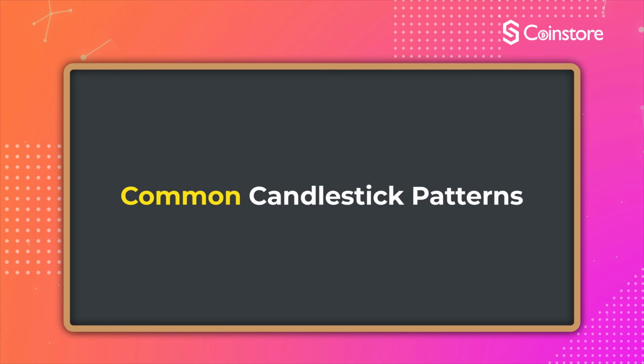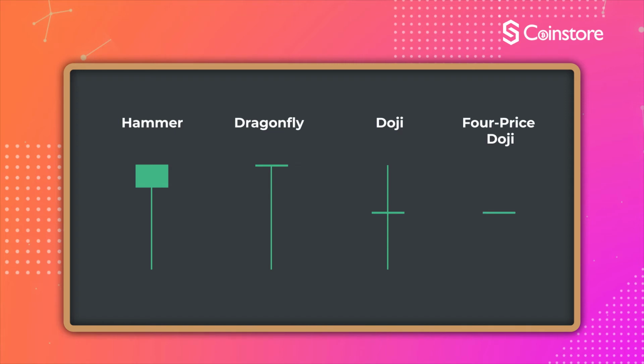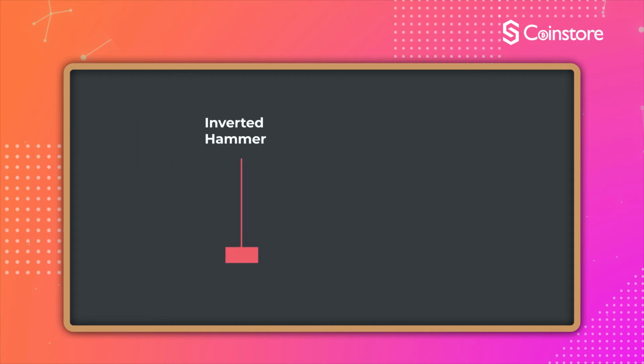There are many types of candlesticks, and here are some of the common ones. The hammer candlestick pattern has a smaller body. The dragonfly candlestick pattern has a thin shape. The doji candlestick pattern is shaped like a cross. And the 4-price doji pattern is when all 4 prices are equal. There are also inverted versions of the candlestick patterns. The inverted hammer candlestick pattern has a relatively small body with only an upper shadow, while the inverted dragonfly candlestick pattern is shaped like a gravestone.